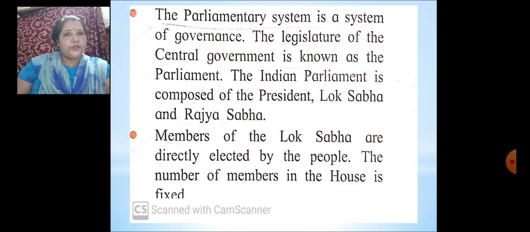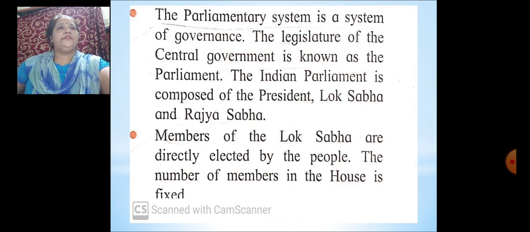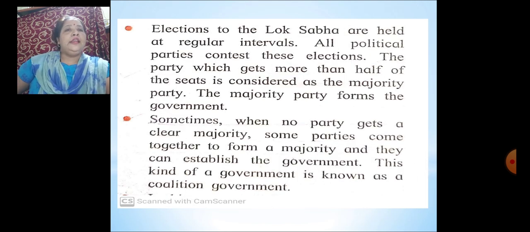Let's go to the second point. Members of the Lok Sabha are directly elected by the people. I hope you all know, after every 5 years, the election to the Lok Sabha take place. Okay, so in this, the members of the Lok Sabha are elected by the people. The number of members in the house is fixed. Because of this regularity of the election of the Lok Sabha, the members of the house is fixed. It does not change frequently. Elections to the Lok Sabha are held at regular intervals.